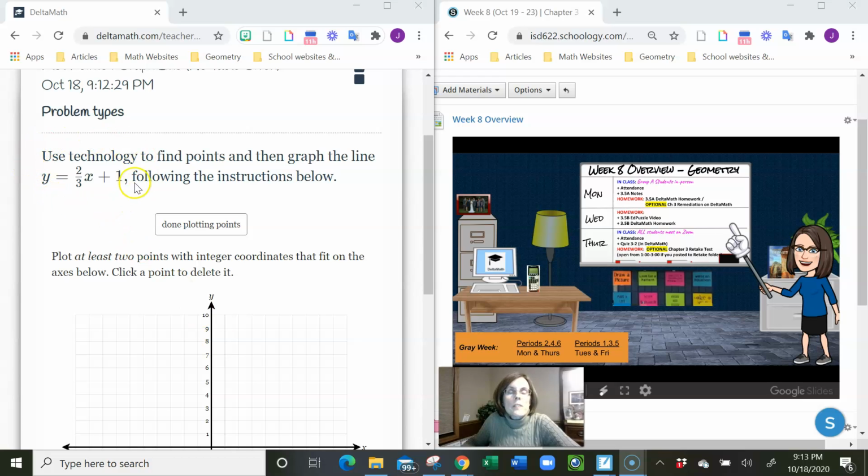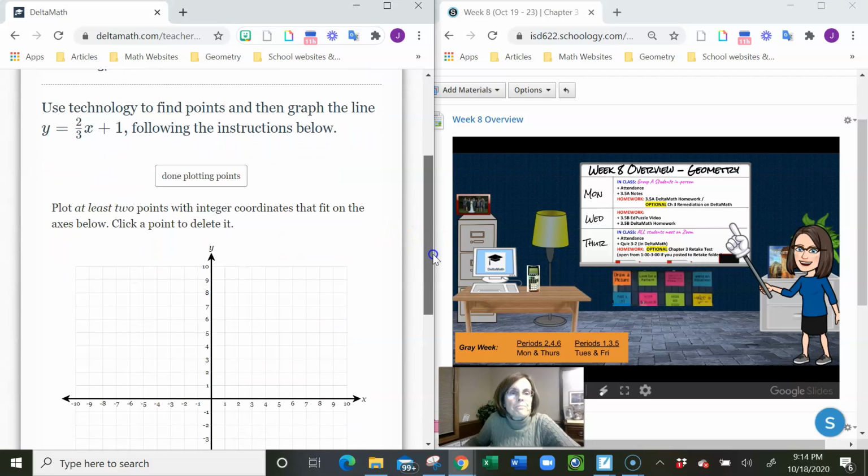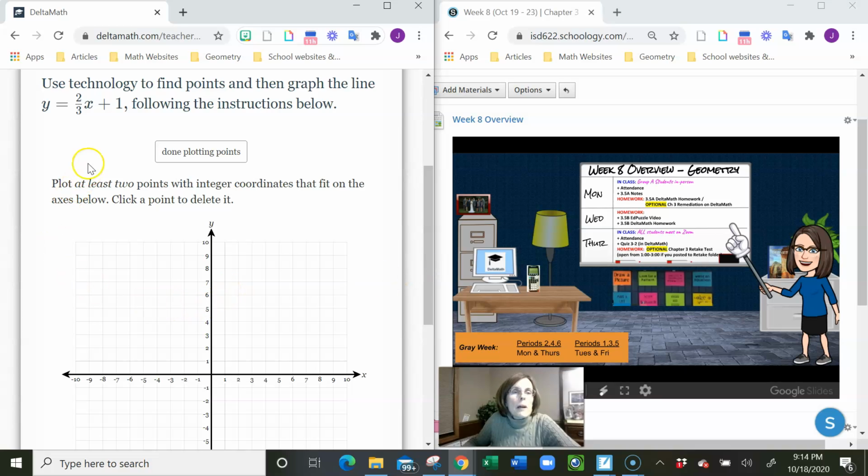Now, some of the equations that they will give you are ones that you should be able to graph without using technology. So for instance, this equation here, y equals 2/3 x plus 1. This is in slope-intercept form. So I should be able to plot a point using my y-intercept. And in this case, tell me what is my y-intercept. My y-intercept is the +1, so I can plot that point right here. Then I can use my slope to find another point or another 2 points.